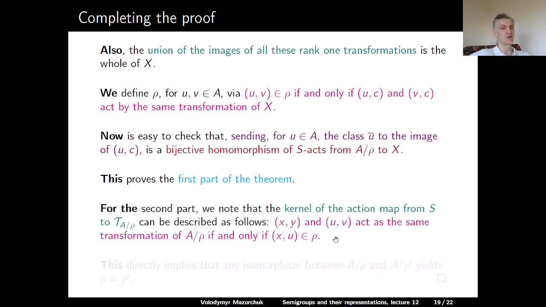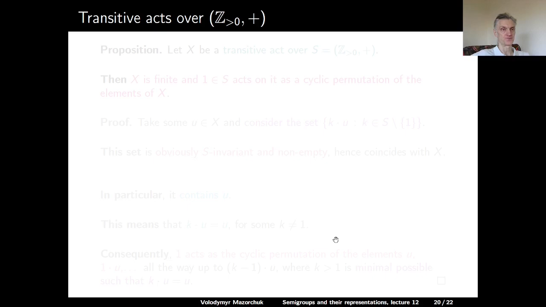And for the second part, we know that the kernel of the action map from S to the full transformation semigroup on A modulo ρ can be described as follows. (x, y) and (u, v) act as the same transformation of A modulo ρ if and only if (x, u) belongs to ρ. And this directly implies that any isomorphism between A modulo ρ and A modulo ρ prime yields that ρ is equal to ρ prime. And this completes the proof.